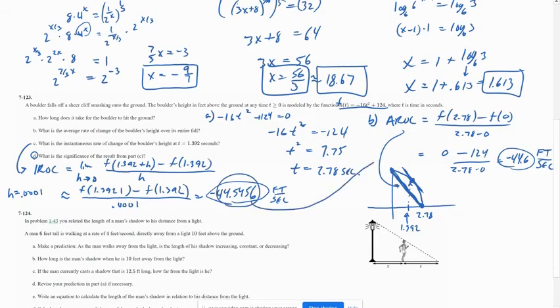Instantaneous rate of change is the slope of the tangent. And at that time, 1.392 seconds, it's exactly the same.